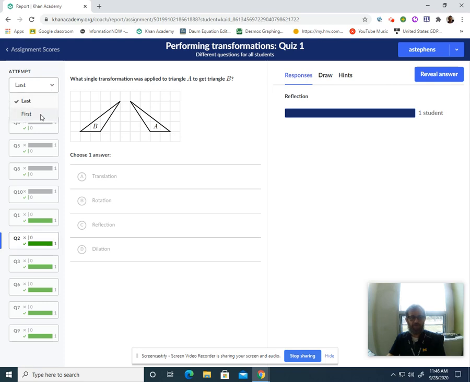So on the first attempt at question 2, I picked the wrong answer. And then on the second attempt on question 2, I picked the right answer. So that's what it's telling me: on question 2, the first thing I said was wrong, then the second thing I said was right.